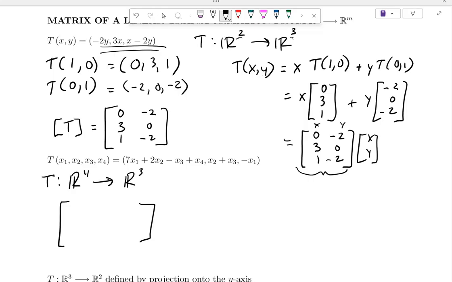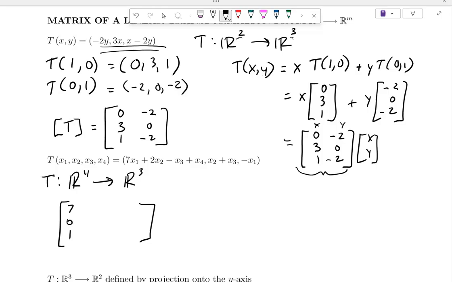All right. What's going to go in the first column? Those are your coefficients for the x1, right? Why are those the coefficients for the x1? Because the numbers here come from applying the transformation to the standard basis. The first element in our standard basis is 1, 0, 0, 0, right? So it'll kill off the x2, the x3, and the x4.